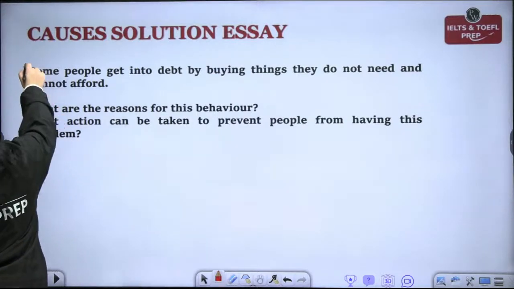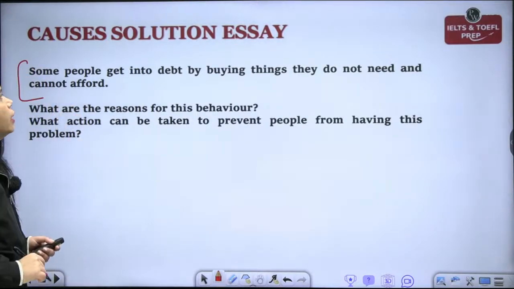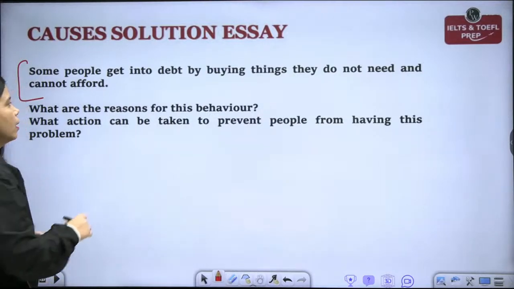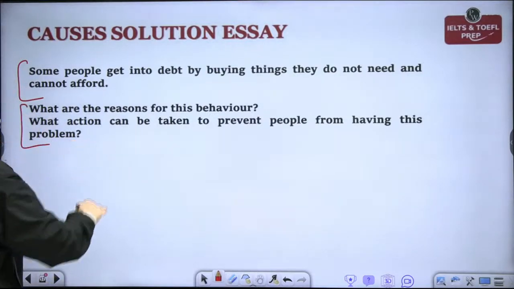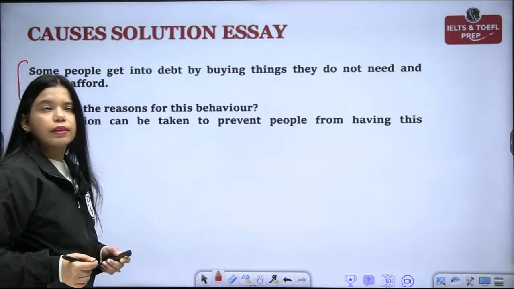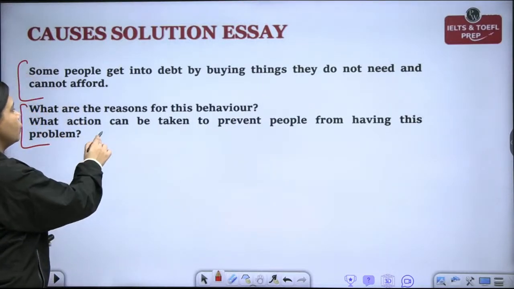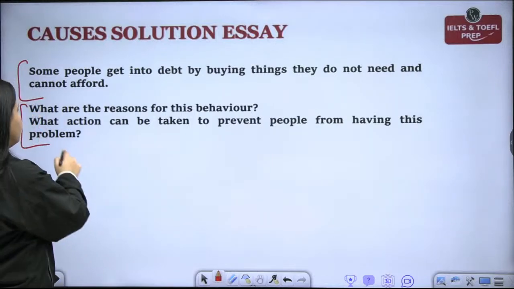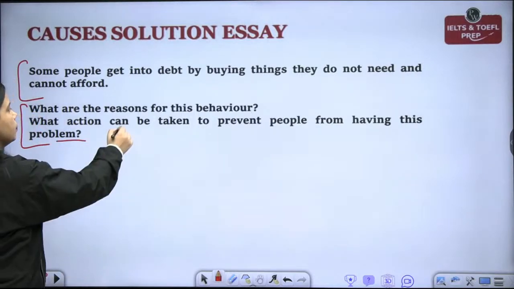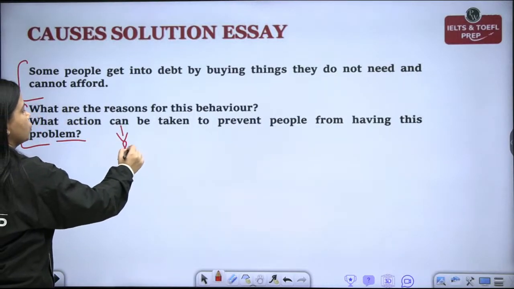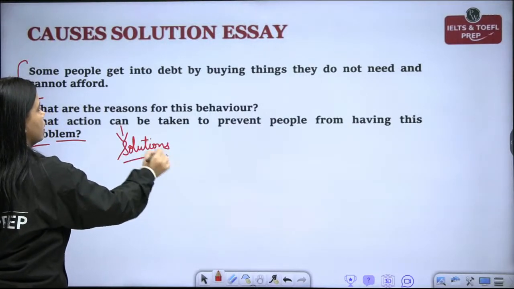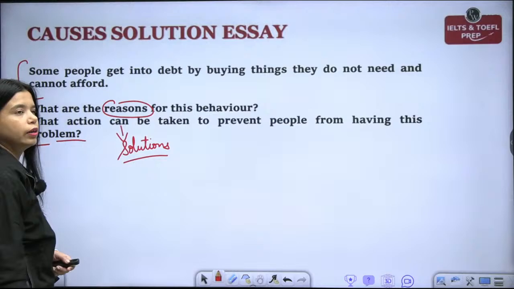So here it says, some people get into debt by buying things they do not need and cannot afford. And then we have two questions over here. What are the reasons for this behavior? And second question says, what actions can be taken to prevent people from having this problem? That means second question में आपसे solutions पूछे जा रहे हैं, that what can be done so that this problem can be tackled, and here very clearly they are asking for reasons.